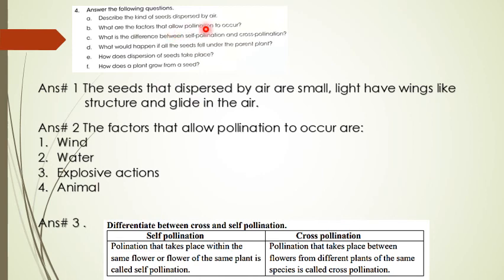What are the factors that allow pollination to occur? Here are the factors: wind, water, explosive actions and animals. These things allow the process of pollination. What is the difference between self-pollination and cross-pollination? Here is the difference, and it is also discussed in our video very deeply. Okay, write the answer of this question.